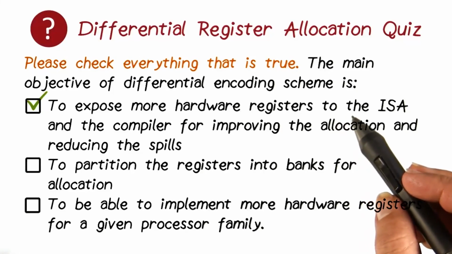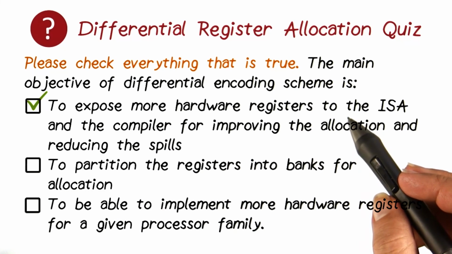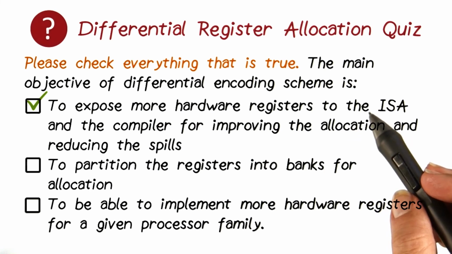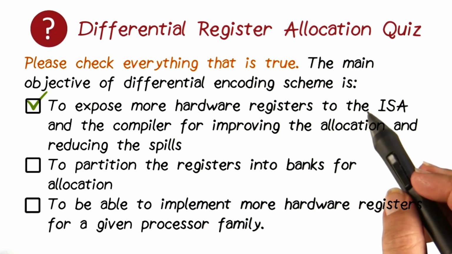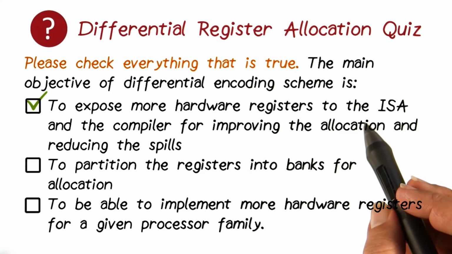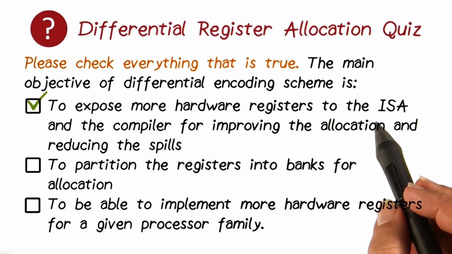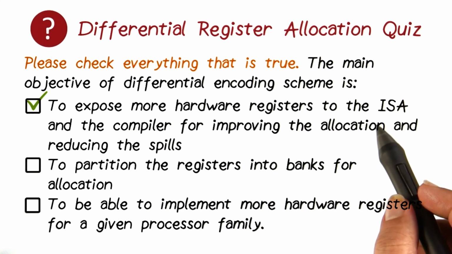And the correct answer is, of course, the aim of differential encoding is really at an ISA level, to be able to expose more hardware registers to the ISA and the compiler for improving the allocation and reducing the spills. So differential register allocation is really an alternative to automatic register renaming, which is used in the hardware, which could be unpredictable, which could have a lot of expenses in terms of energy and costs and performance. So by using differential encoding, whatever are the architected or hardware implemented registers, if they're all exposed to the compilers, then we can shift those costs from dynamic management to a static management, and therefore can have better energy and performance implications.